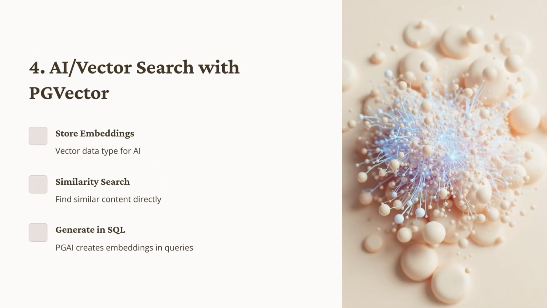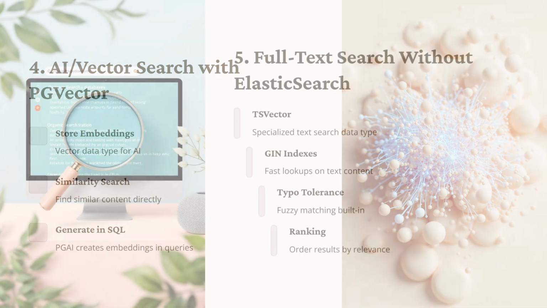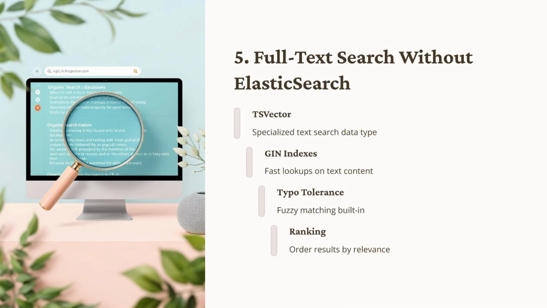Need AI embeddings for RAG, retrieval augmented generation, apps? Skip the expensive vector databases. pgvector adds a vector data type, so you can run similarity searches directly in SQL. Bonus, pgai even lets you generate embeddings in SQL. Stop paying for Algolia or Elasticsearch. Postgres has tsvector and GIN indexes for full-text search, with typo tolerance and ranking, built-in and free.